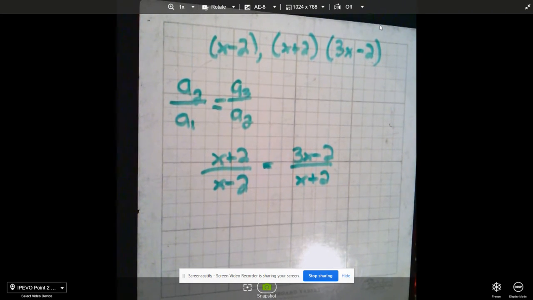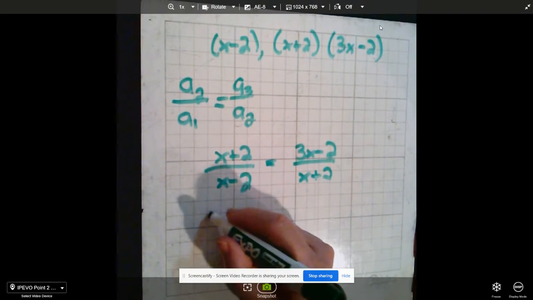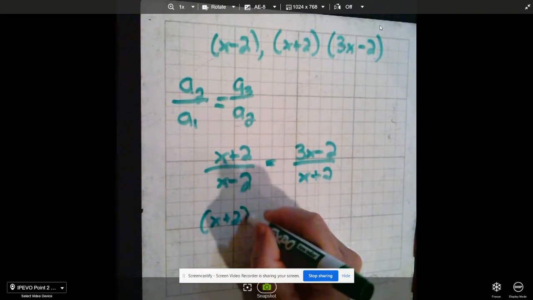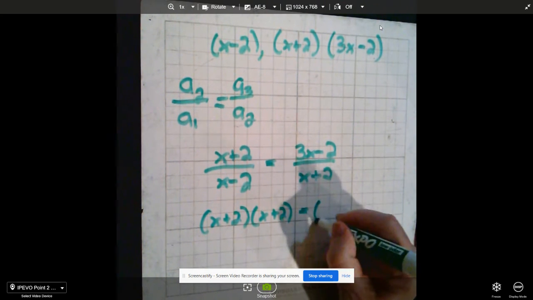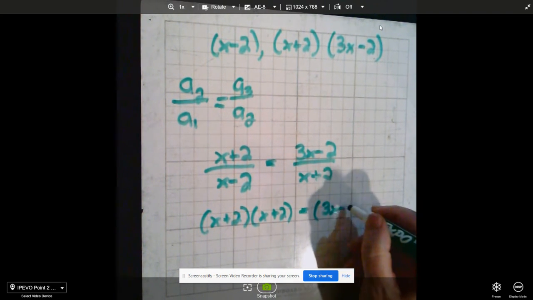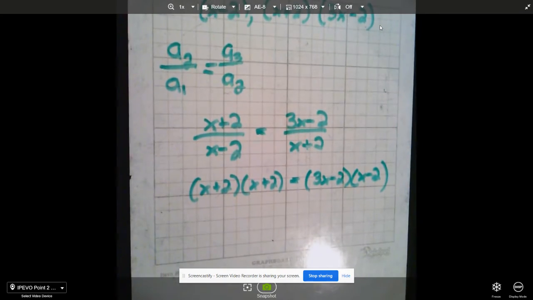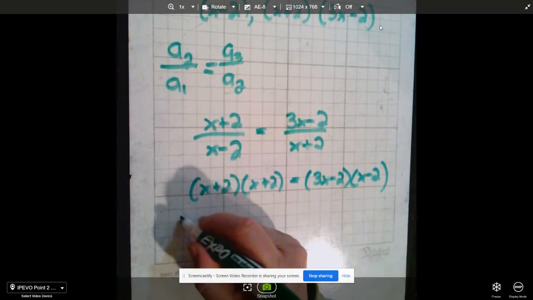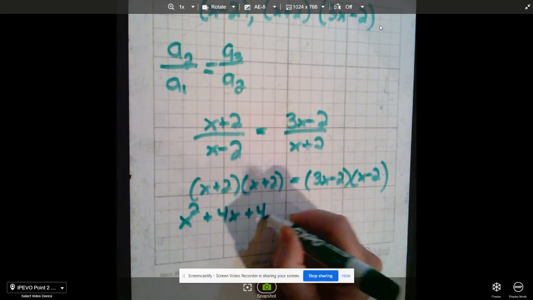So now in order to solve this, I can cross multiply. So I'm going to get x plus 2 times x plus 2 equals 3x minus 2 times x minus 2. Now this is really just an exercise in algebra. Multiply this out, I'm going to get x squared plus 4x plus 4.